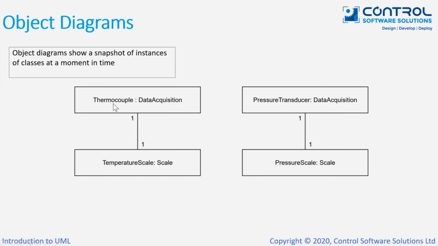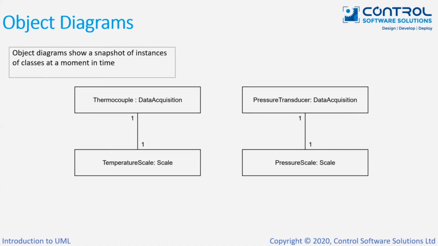Just one thing to be clear on: don't pick up on that it might not be a good design. I've shown them as separate things just to communicate the concept. I've not gone for an elegant LabVIEW solution or anything here. So we've got a thermocouple, which is of type data acquisition, and a pressure transducer, which is also of type data acquisition. So the single data acquisition class, I've created two instances of it.